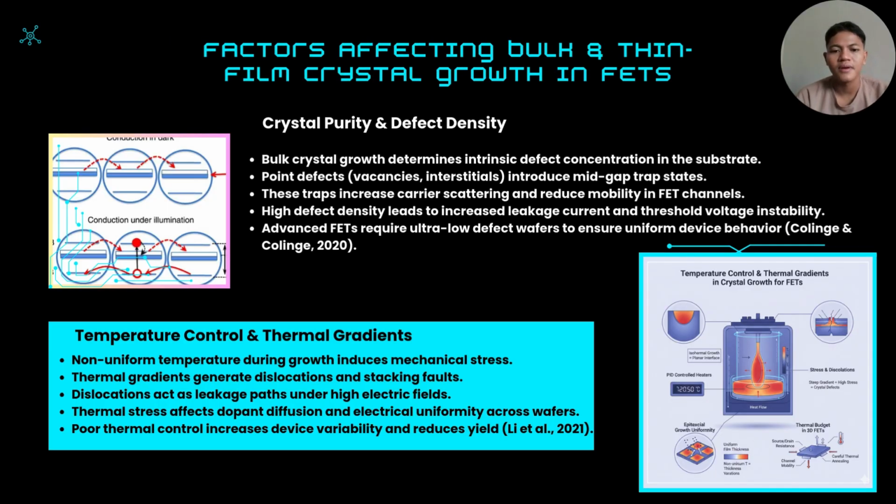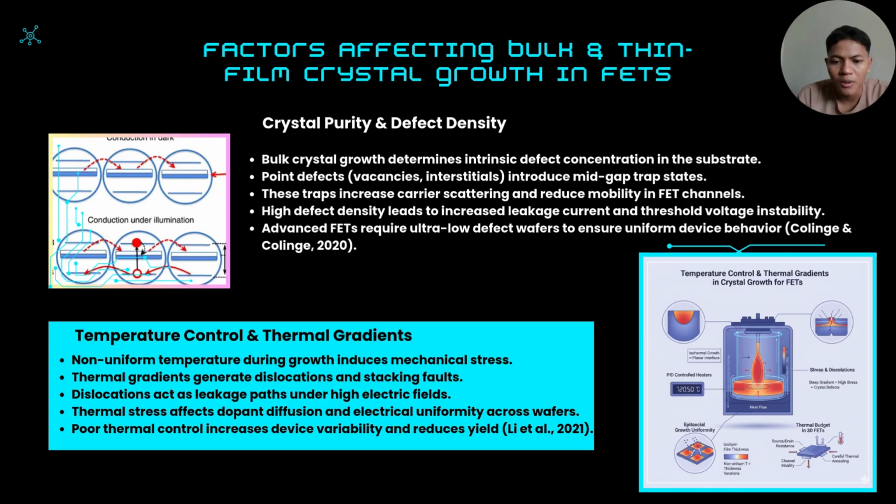Next, we move to factors affecting bulk and thin film crystal growth in FET: crystal purity and defect density. Bulk crystal growth determines intrinsic defect concentration in the substrate. Point defects, vacancies, and interstitials introduce mid-gap trap states. These traps increase carrier scattering and reduce mobility in the FET channel. High defect density leads to increased leakage current and threshold voltage instability. Advanced FETs require ultra-low defect wafers to ensure uniform device behavior. You can see in the picture, where you can see the vacancy.